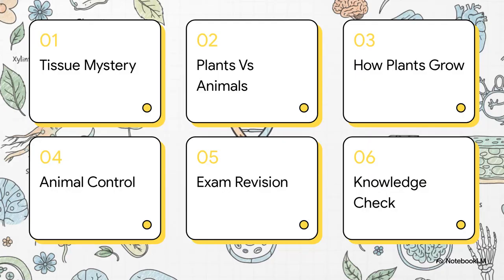Okay, let's dive into this. Here is our clear roadmap to master this topic for your exams. 1. The tissue mystery. 2. Plants versus animals. 3. How plants grow. 4. Animal control and movement. 5. A quick exam revision. And 6. A final knowledge check.